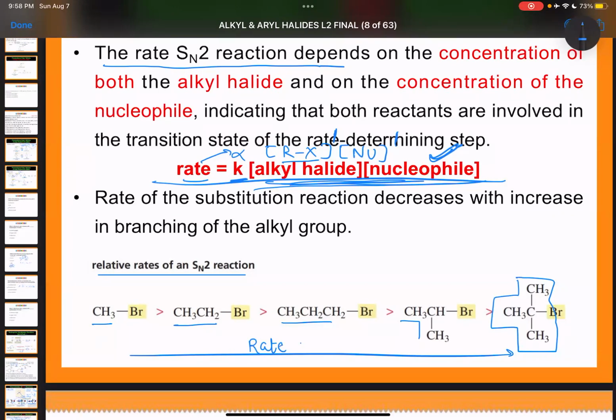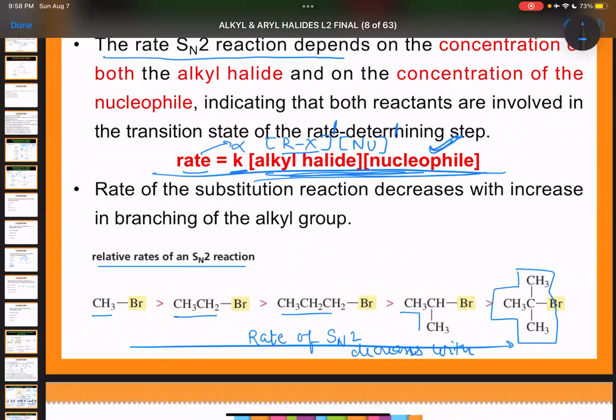So you can write, rate of SN2 decreases with branching. Okay, so methyl is fastest. If you have the same leaving group, okay, leaving group also you can change. That will also affect the rate of SN2.